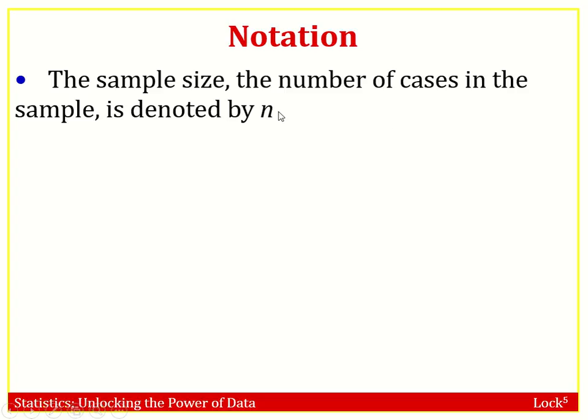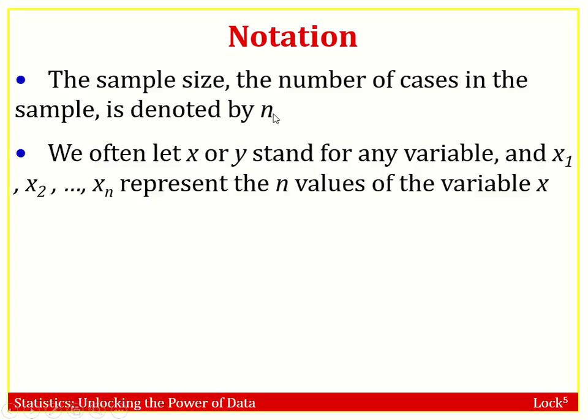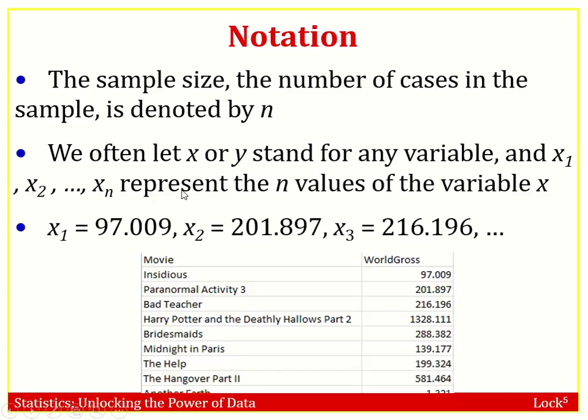Our sample size we refer to as n. We also let x's and y's represent the variables that we're dealing with. Now, if we have more than two variables, you would use more than two letters. We're going to have x sub 1, x sub 2, x sub n, and so on. As we look at this one here, our x sub 1 is the world gross for our first movie. Our x sub 2 is our world gross for our second movie. Our x sub 3 would be for the third movie, and so on. So x sub 4 would be for your fourth movie.